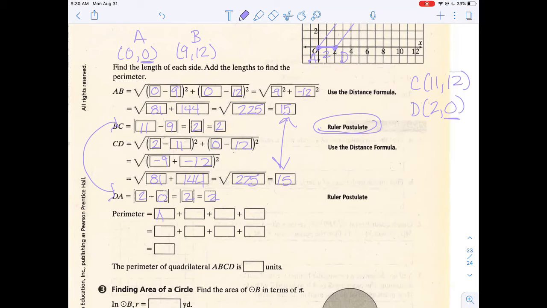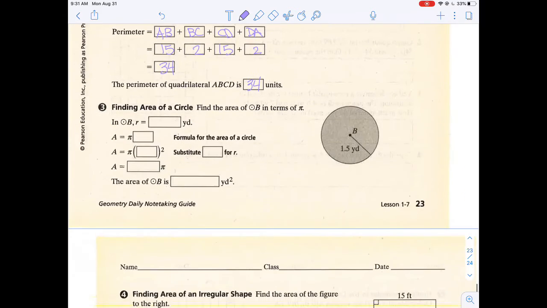For perimeter, we're going to add AB plus BC plus CD plus DA. Okay, and we know AB is 15, BC is 2, CD is 15, DA is 2. And if we add them all together, we get 34. So the perimeter of the quadrilateral is 34 units. Okay, that was a lot of work.